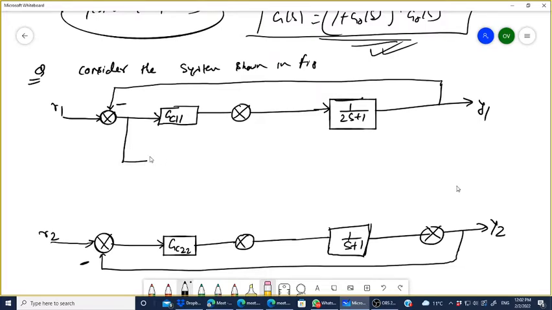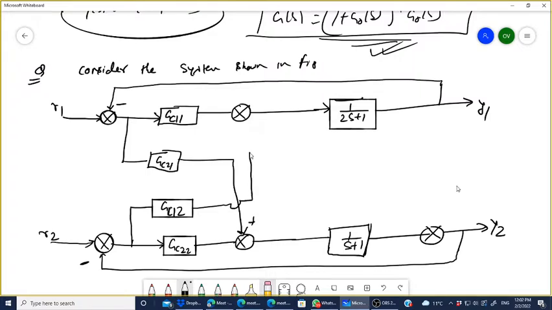Now this is the GC21 connected with this as a plus, and from here there is one GC12, sorry, GC12, and it is connected with this as a plus. This is the U1 and this is the U2.